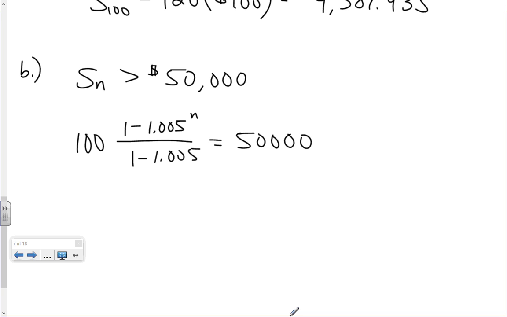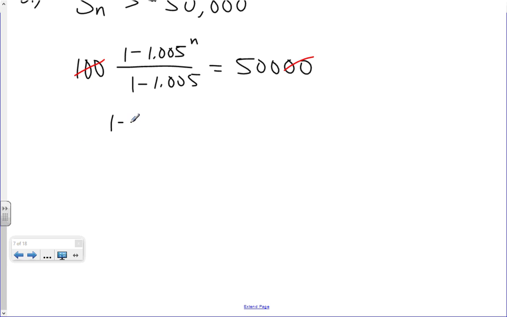All right, so let's first get rid of the 100. If we divide both sides by 100, that cancels out a couple of zeros over here, right? So we end up with this is equal to 500. And actually, let's do this in a couple steps so we don't screw up this denominator here. 1.005 to the n. That's negative, what, 0.005 when I subtract 1 minus that, negative 0.005.